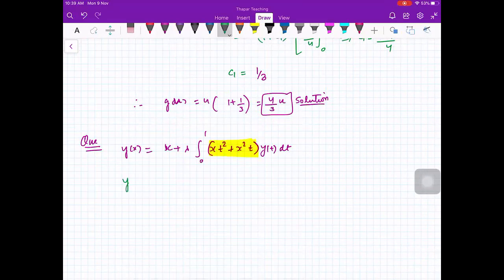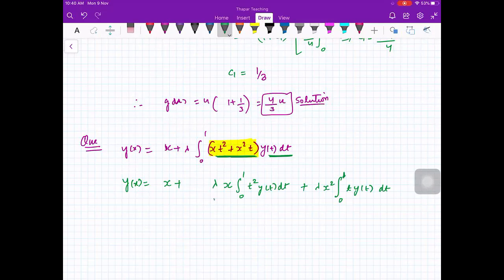So what you will do, you will write your equation as y of x is equal to x plus lambda, and because integration is with respect to t, you'll just take the functions of x out. So you'll take x here out, so you'll have 0 to 1 t square y(t) dt. In fact, you can write lambda also with each term. So this is lambda x times the integral of t square y(t) dt plus next term is lambda x square times the integral from 0 to 1 of t y(t) dt. Is that clear? Because your kernel is separable, you will get the terms here. The number of terms will be equal to the number of terms in the kernel.